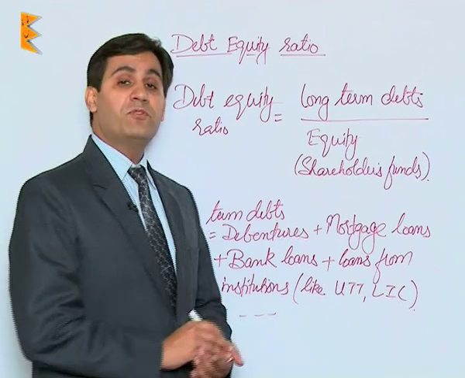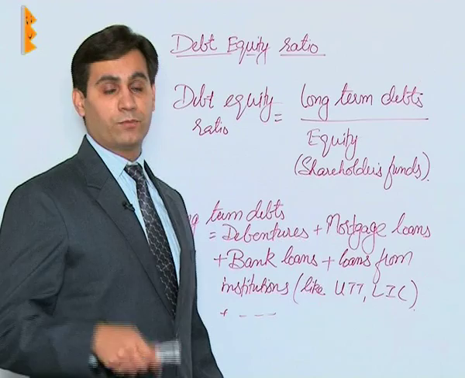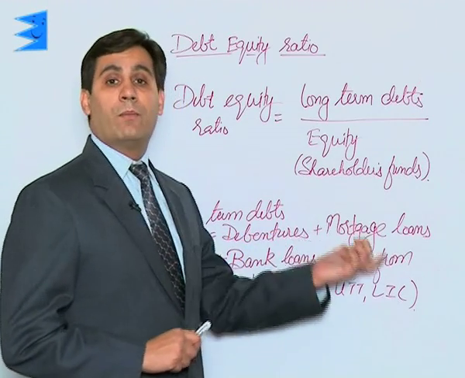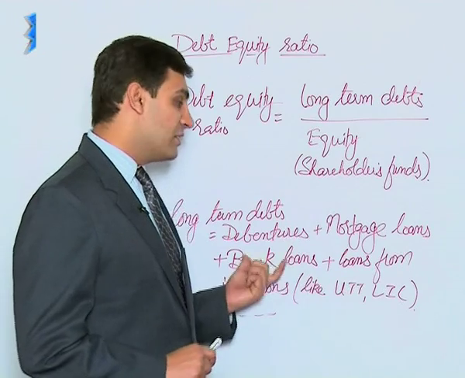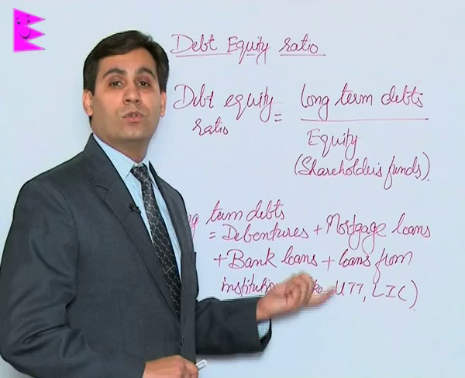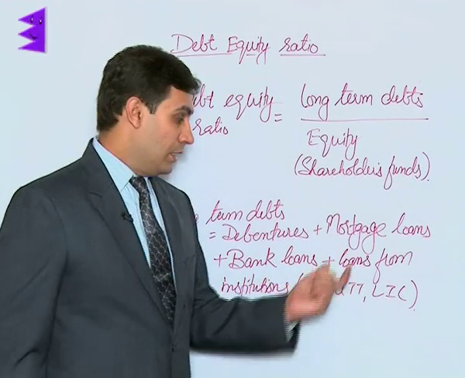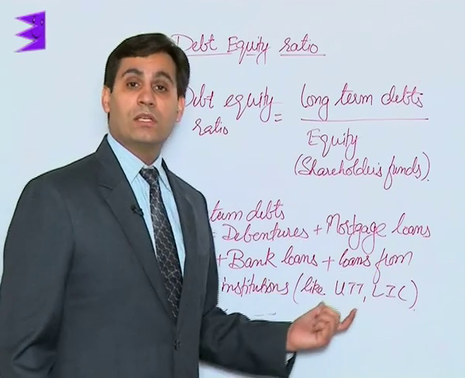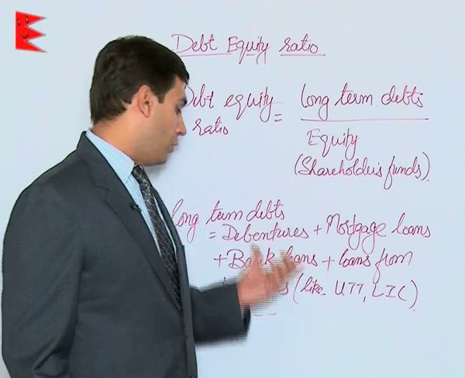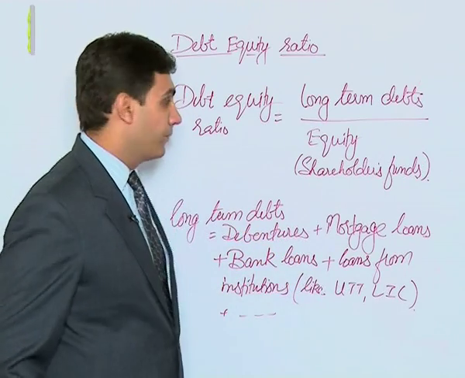So by long term debts we mean those debts which are for long term period, that is more than 1 year. They include debentures, mortgage loans. Obviously debentures are also mortgaged, but by mortgage loans we imply loans which are not in the form of debentures. Then bank loans, then loans from institutions like UTI, LIC and so on. So all the sum total of all these is equal to long term debts.